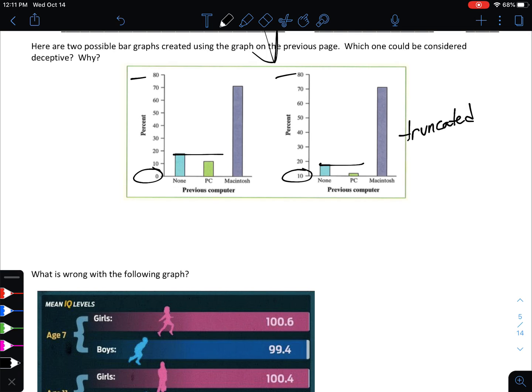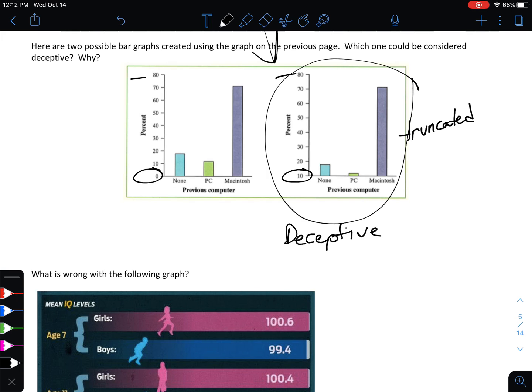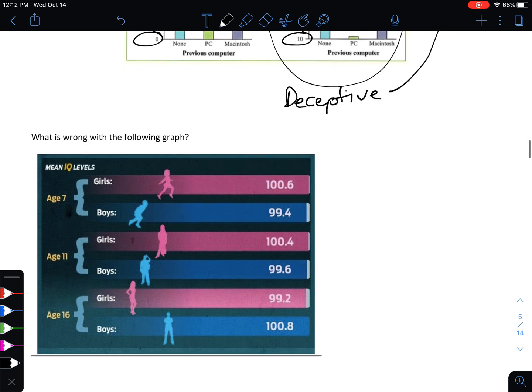It also makes it look like none is much higher than PC, whereas on the other graph, you can see that the difference in heights is not quite as noticeable. So which one would be considered deceptive? Definitely this graph on the right would be your deceptive graph. And as for the explanation and the reason why, it's because it's been truncated.